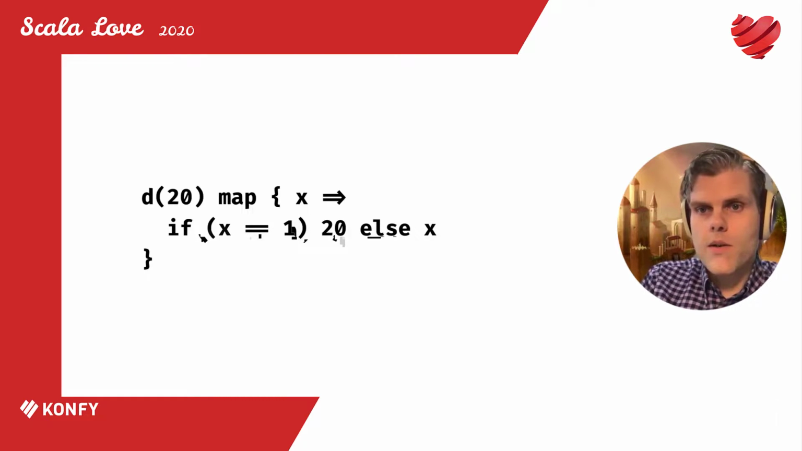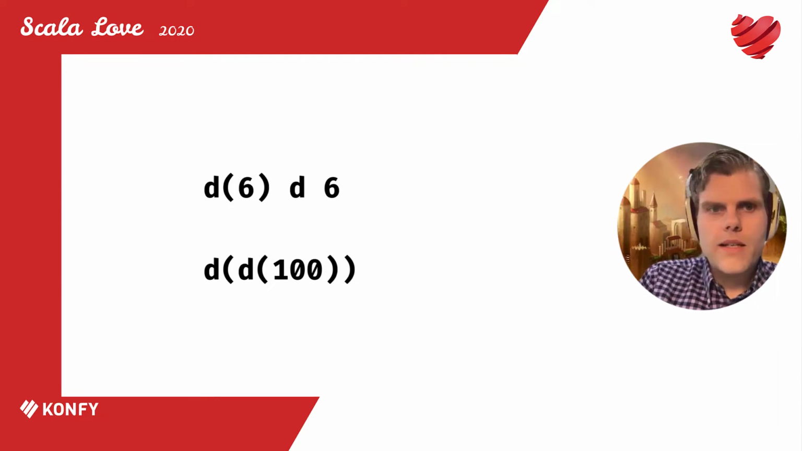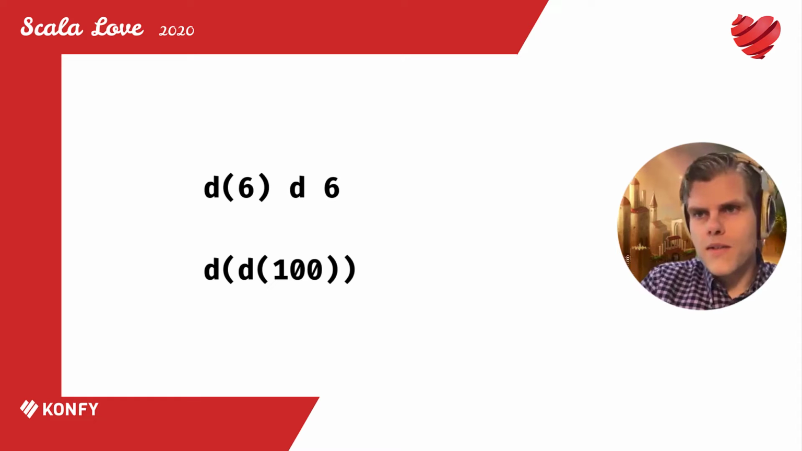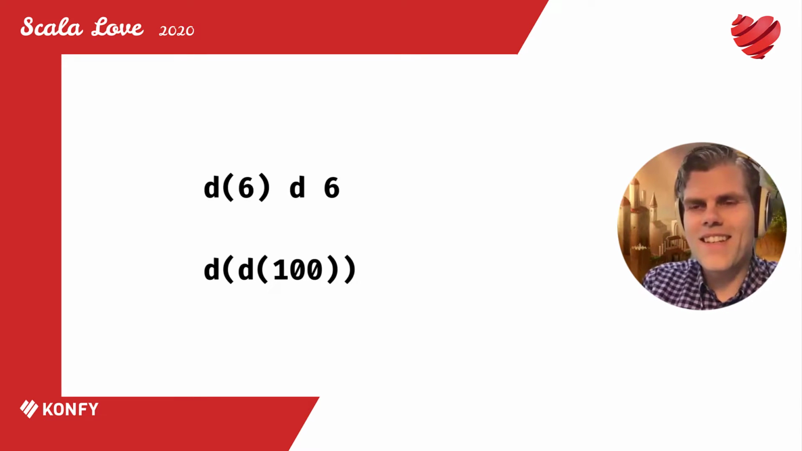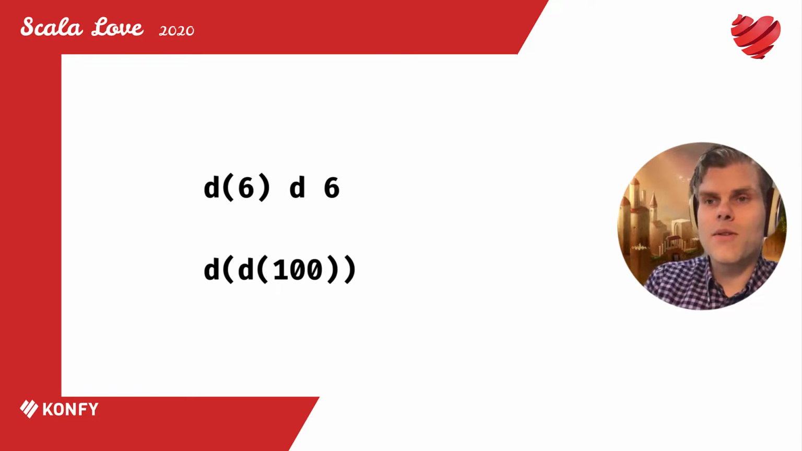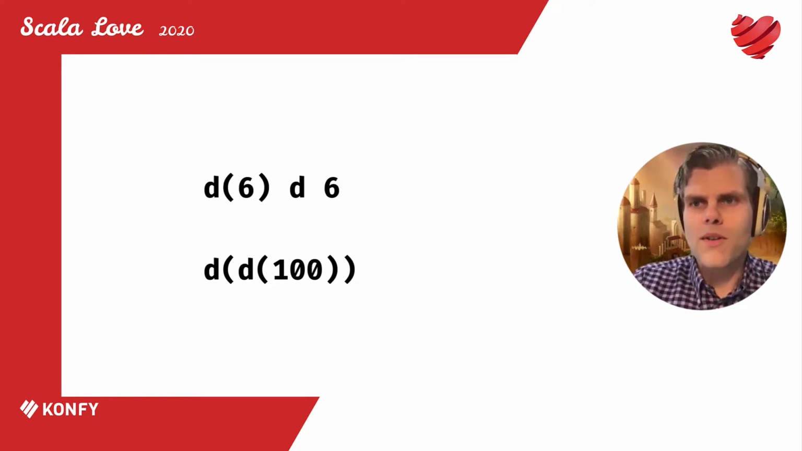It also has map and flat map. So map, for instance, here I'm rolling a 20-sided die, and then if it comes up 1, I'm going to treat that as a 20. And then you can do crazy cool stuff like D6, which is a number of 6-sided dice that is determined by a roll of another 6-sided die, or DD100, which is a die whose number of sides is determined by the roll of a 100-sided die.